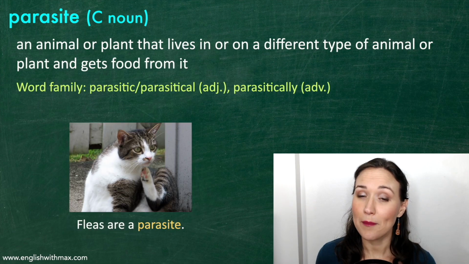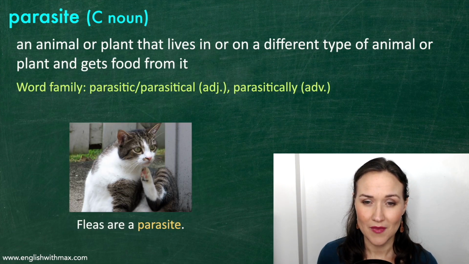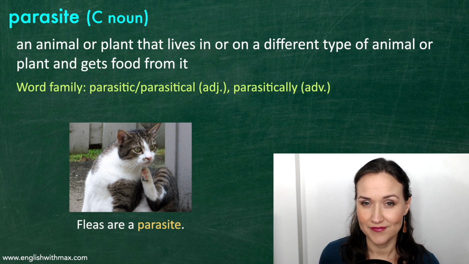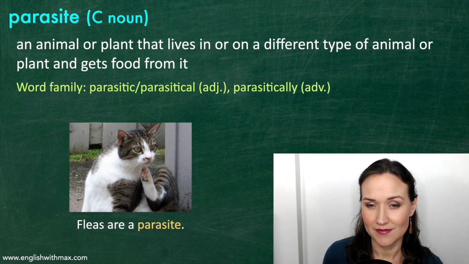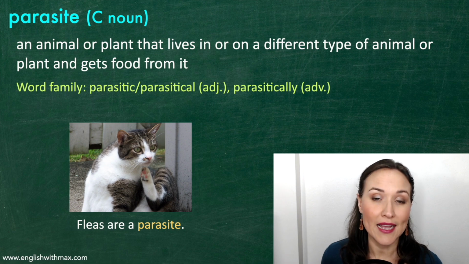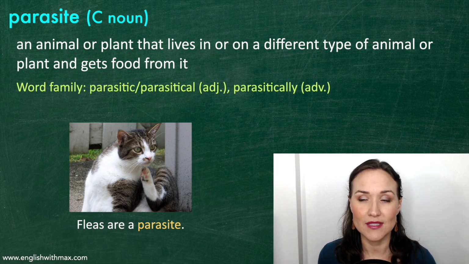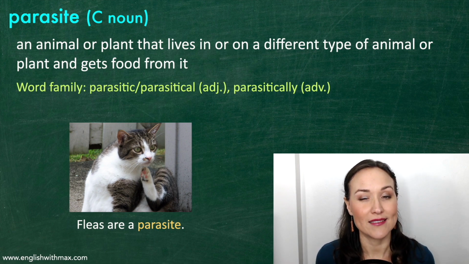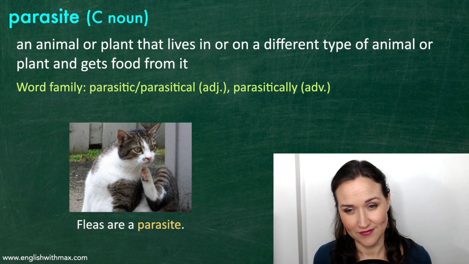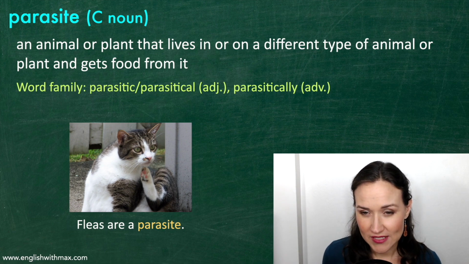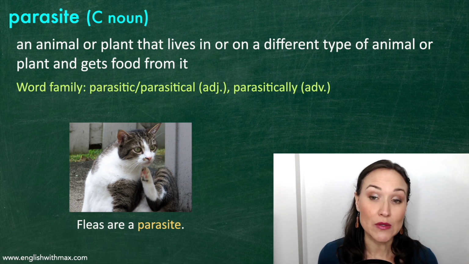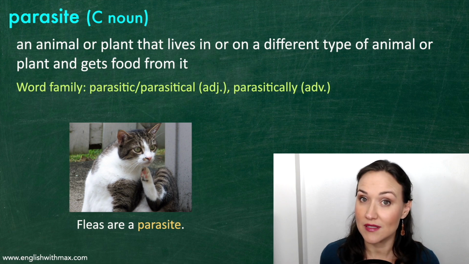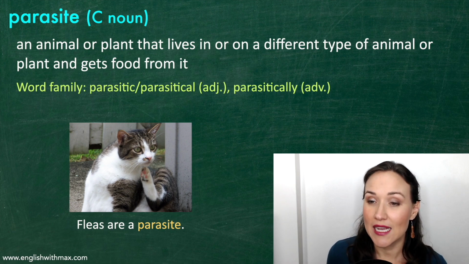This word is parasite. Parasite. It's a countable noun. A parasite is an animal or plant that lives in or on a different type of animal or plant and gets food from it. There are two adjectives. They are parasitic and parasitical. And the adverb is parasitically.